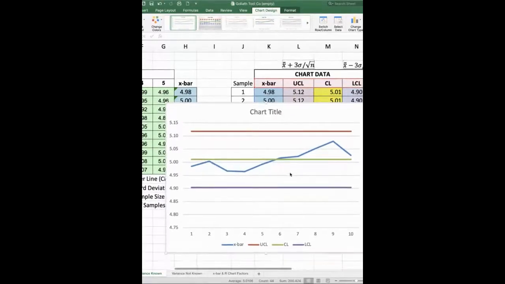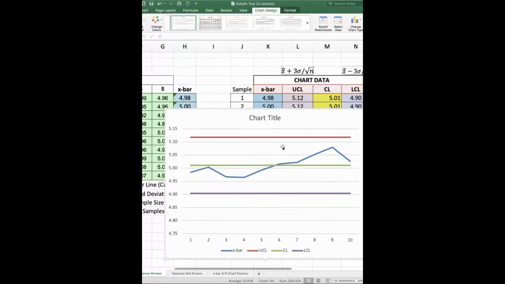So the question you should ask yourself is, is this in control or not in control? And then if we were in class, we would have a good discussion. How many do you think it's in control or not in control? If it's in control, why is it in control? And if it's not in control, why is it not in control?